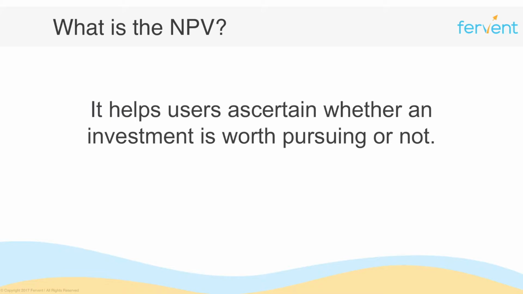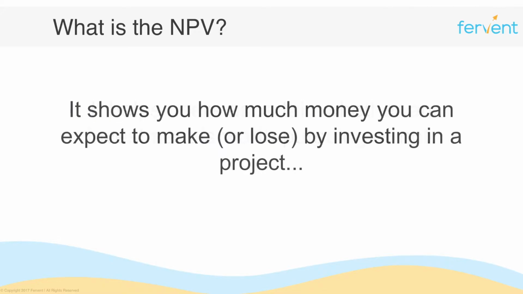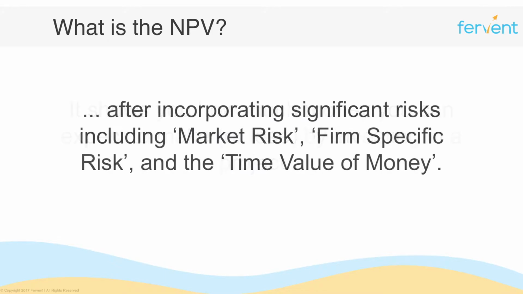Remember that when we're investing in something, we're doing it for the long haul, for the long term. But given that we're dealing with the future, we're dealing with uncertainty. And the NPV helps us decrease that uncertainty to some extent, because it shows you how much money you can expect to make or lose by investing in a given project after incorporating significant risks, including the market risk, firm-specific risk, and the time value of money.